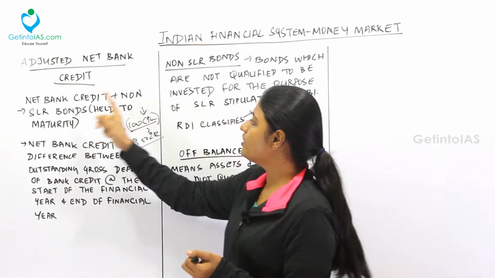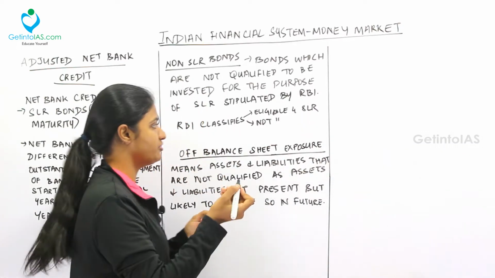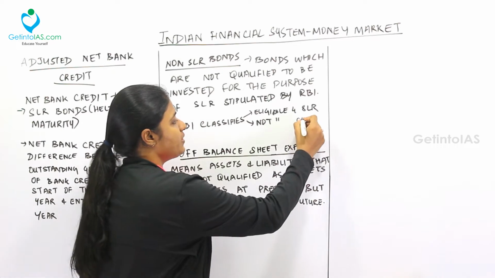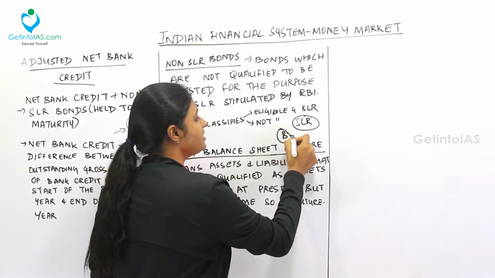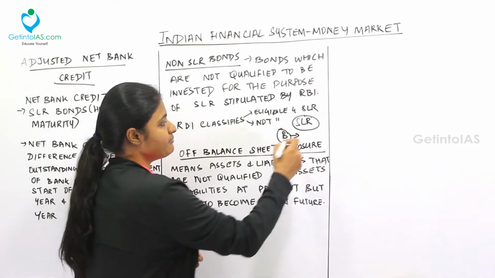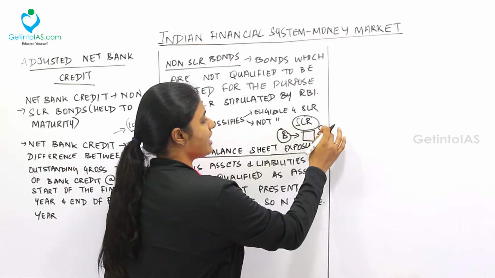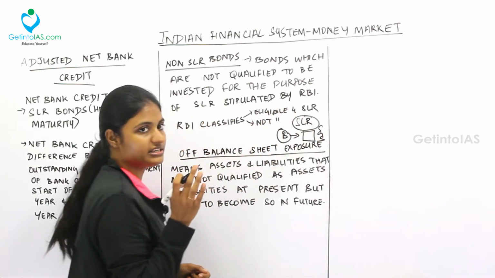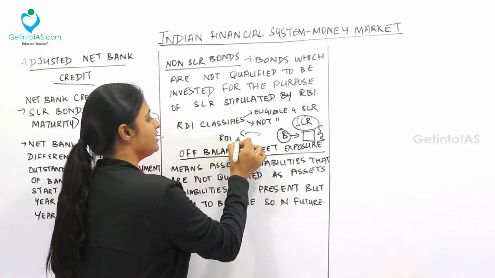Now coming to the non-SLR bonds held to maturity. So what is non-SLR bonds? You know the term SLR, statutory liquidity ratio. Every bank should keep a certain amount of reserve within themselves, that is within the bank. That is called SLR. SLR can be of cash, gold or government securities. Same way, if the same reserve is kept with RBI, it is called CRR.